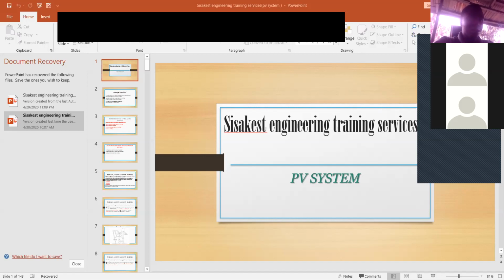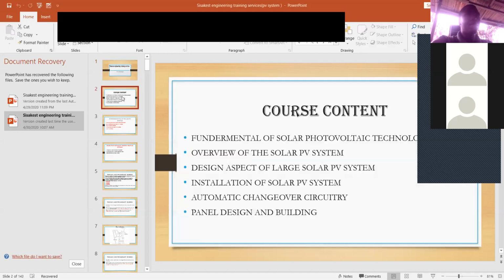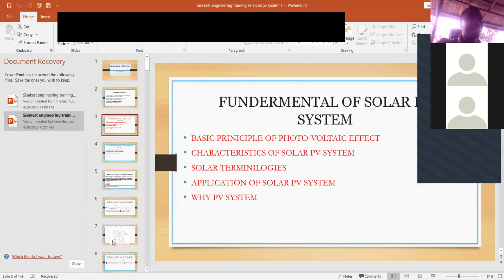Good morning. So the last time we had this class, we were able to talk about the fundamentals of solar PV technology, where we explained the whole principle, the whole thing that happens inside the PV system, how the whole energy generation happens. So we were able to cover the characteristics of the PV system.